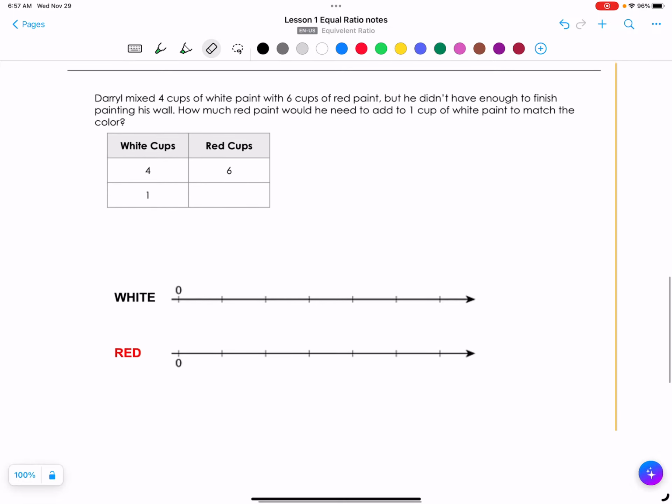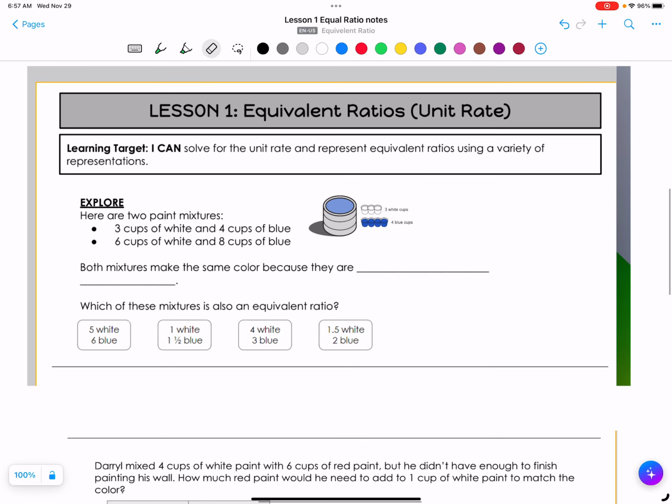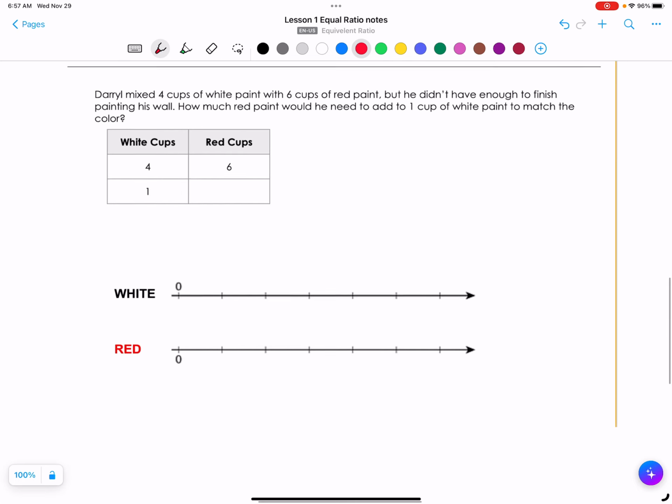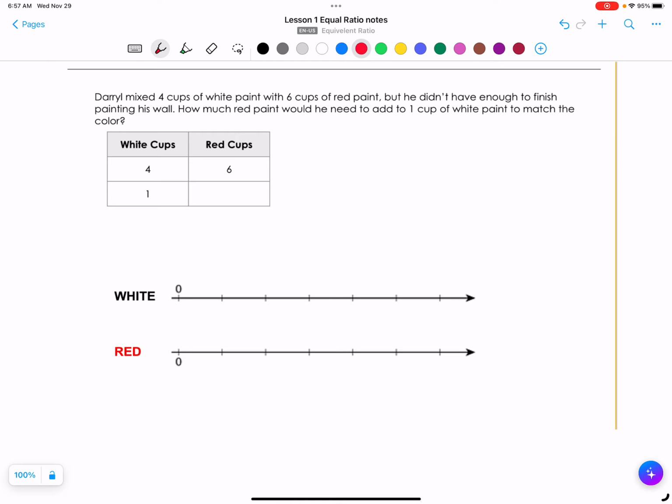Okay, so this one is going to be a table. Up here it says using a variety of representations. So the first one was a picture. The next example is with a table. So let's read what the table is talking about. So Daryl is mixing paint again. He has 4 cups of white, 6 cups of red. It says, but he didn't have enough to finish the paint. How much red paint would he need to add to 1 cup of white paint?